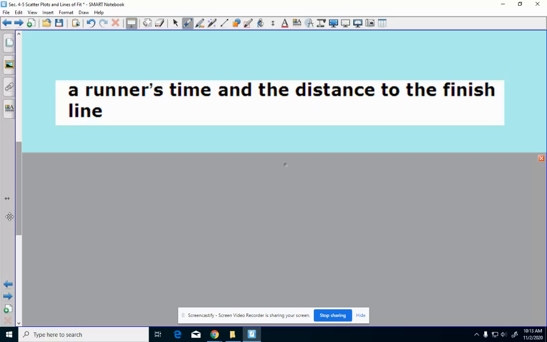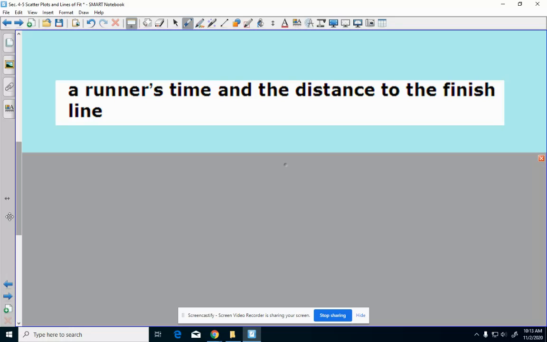All right. A runner's time and the distance to the finish line. Do those two things relate to each other? You're running a race. Your overall time and the distance you have to the finish line. What do you think? I think it depends on what kind of race you're doing. Like the fast ones, you have to go as fast as you can. Is there a race where you'd go slow? A crawling race, the turtle ball.